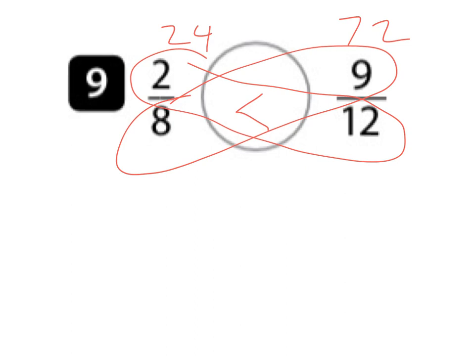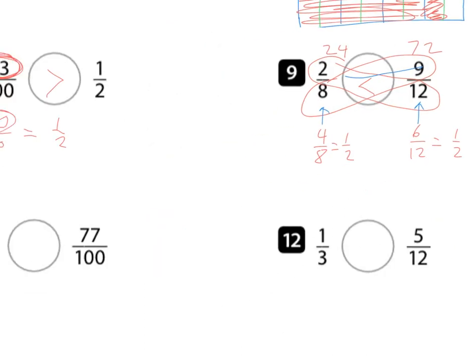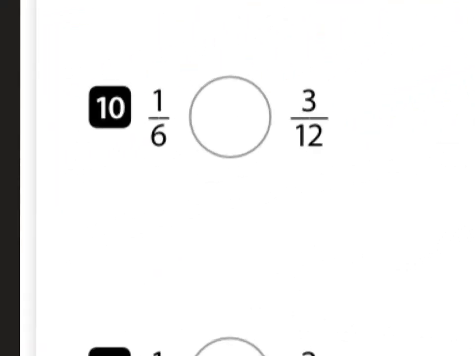I could also use 1/2 as a benchmark fraction here. I know 4/8 would be equal to 1/2, and I know that 6/12 would be equal to 1/2. And I can see that 9/12 is greater than 6/12, and I can see that 2/8 is less than 1/2. There's lots of different ways you can arrive at these answers here.